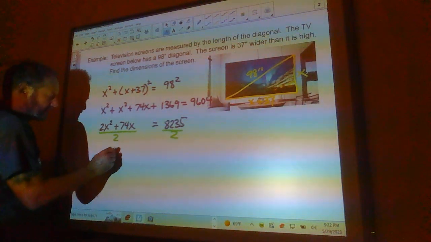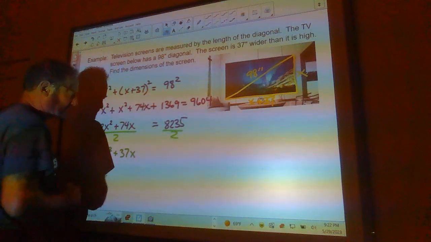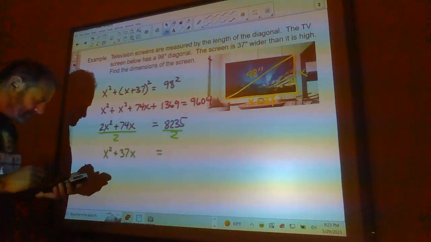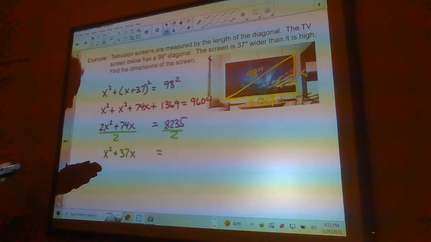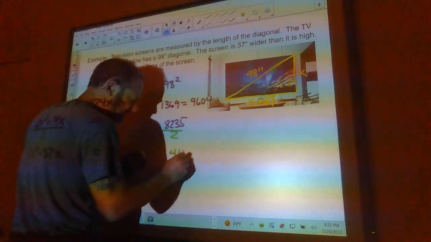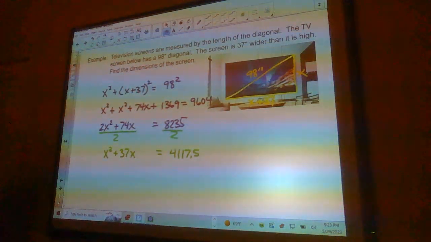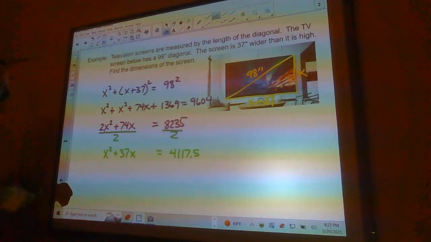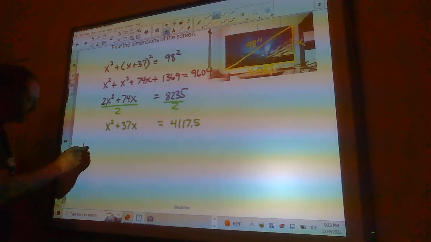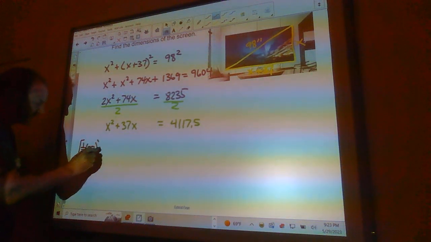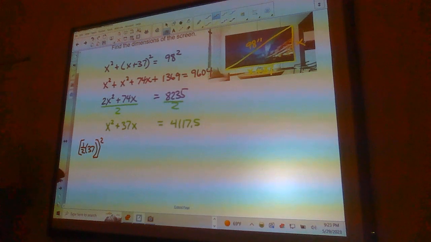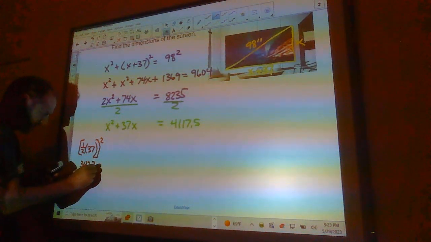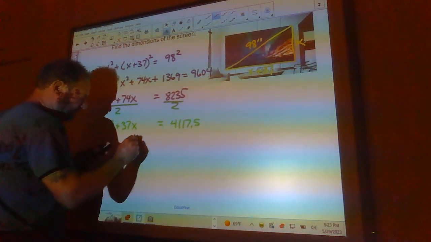Okay, so I'm going to get x squared plus 37x equals 8,235 divided by 2. That's going to be 4,117.5. Now I want to complete the square here. So I'm going to take half of 37 and square that. So 0.5 times 37, 18.5 squared. That's 342.25. Add that to both sides.